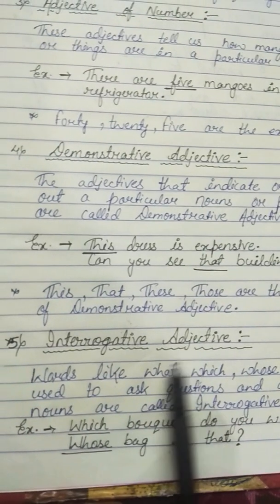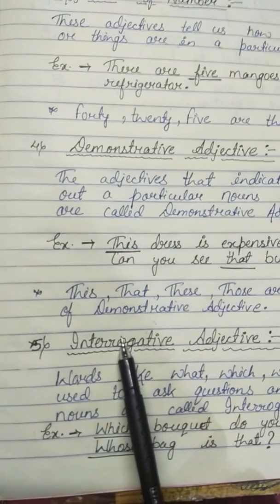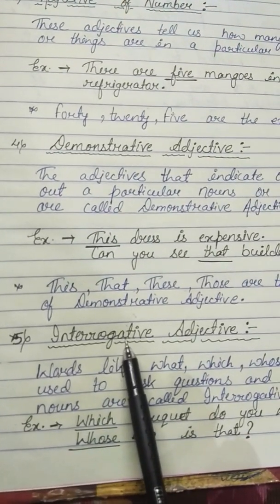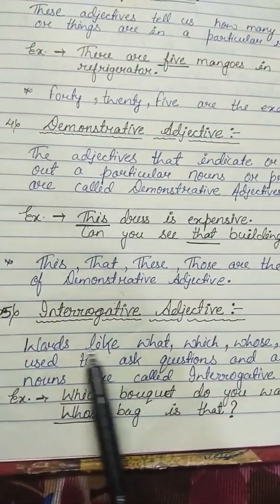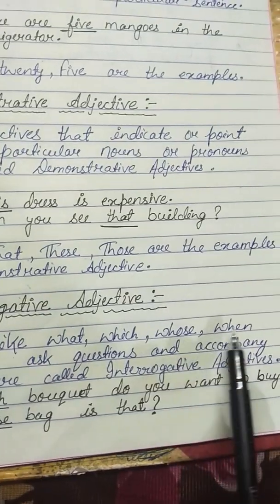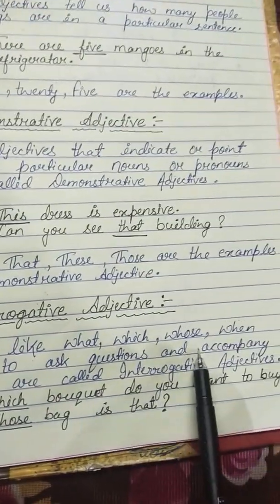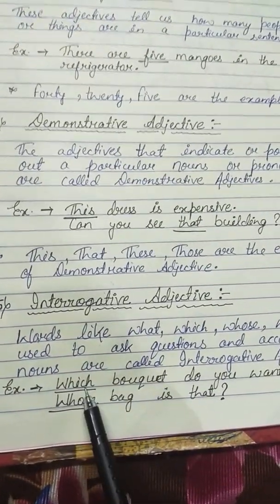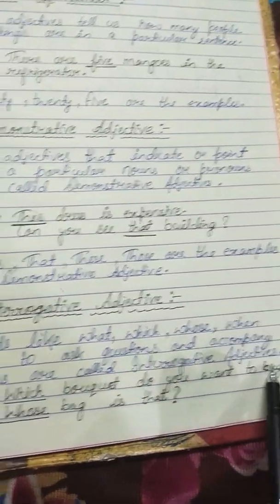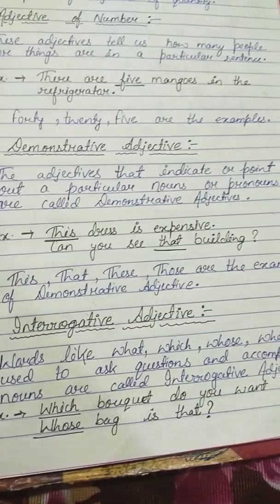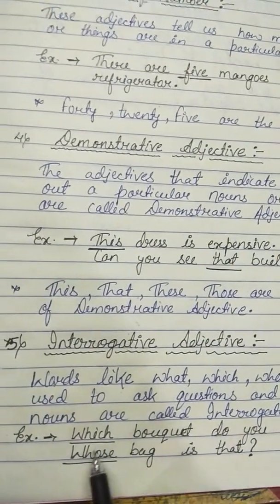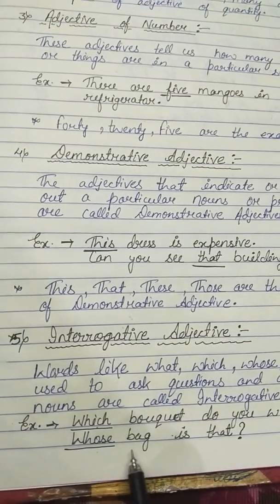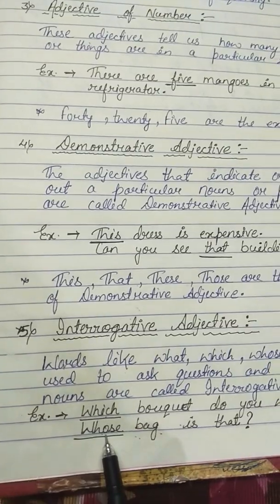Again, interrogative means to ask questions. So such adjectives that ask questions are known as interrogative adjectives. Let's read. Words like what, which, whose, when, used to ask questions and accompany nouns are called interrogative adjectives. For example, which bouquet do you want to buy? Bouquet here is noun and which is interrogative adjective. Another example, whose bag is that? So bag is noun and whose is interrogative adjective.